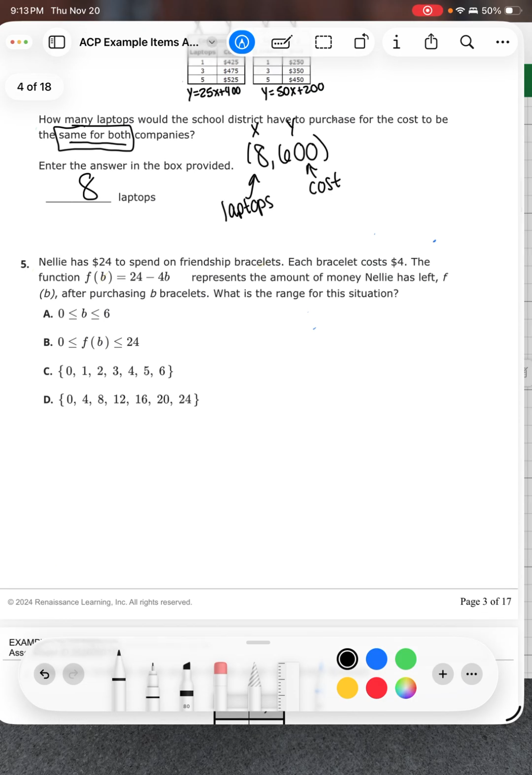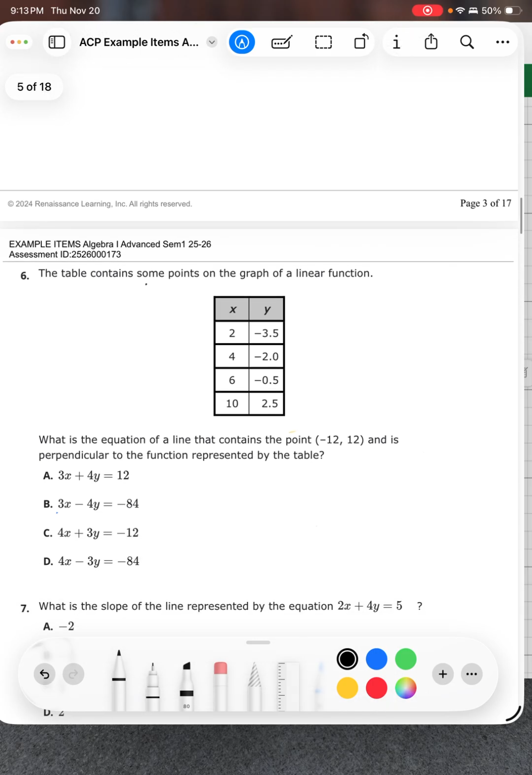Okay, I'm going to skip number 5. Hopefully you knew from this situation when it says each bracelet. I said I'm going to skip it, but I'm doing it real quick. So that's discrete. So right away, I hope you were able to take away A, take away B. You're looking for the range or the output. So hopefully you solved that one correctly.